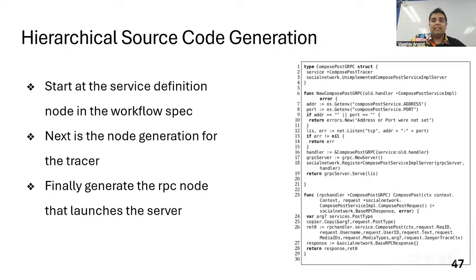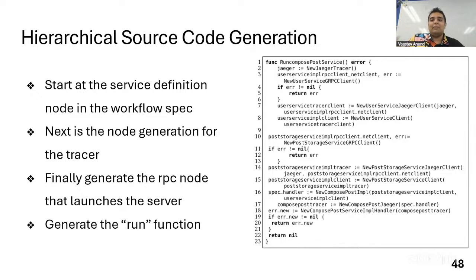The final node is the RPC node, for which the generated code wraps around the tracing code. This node will deserialize the requests and serialize the responses according to the choice of the RPC framework, which in this case is gRPC. In addition to that, this node also generates the function for launching the server and accepting the requests.